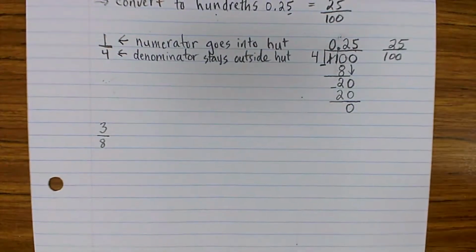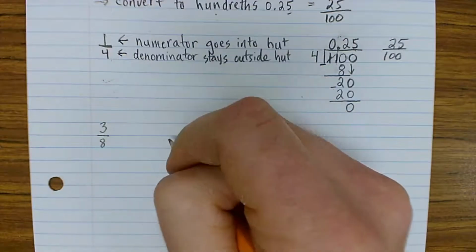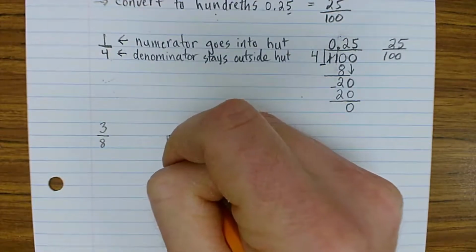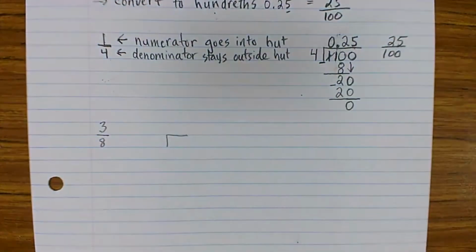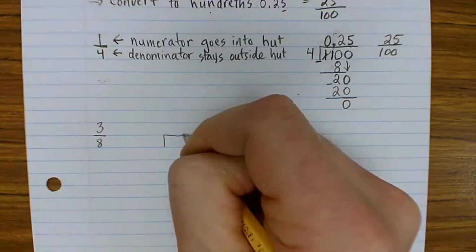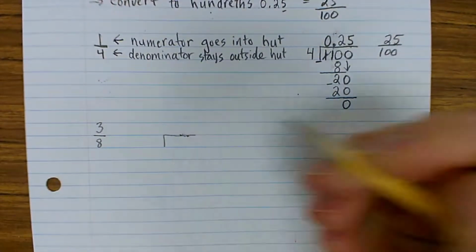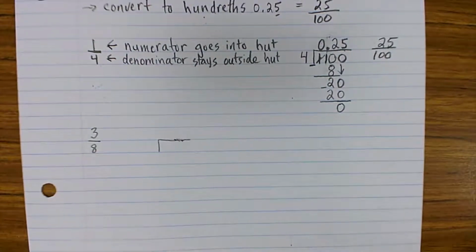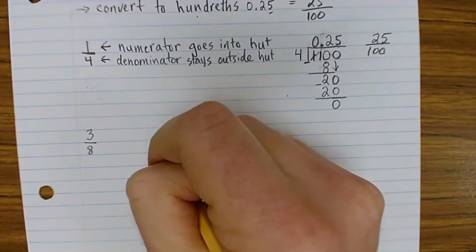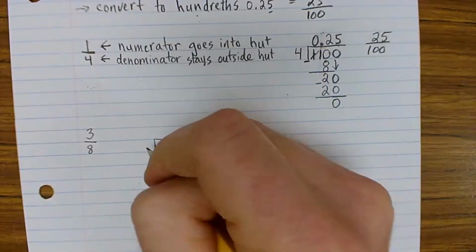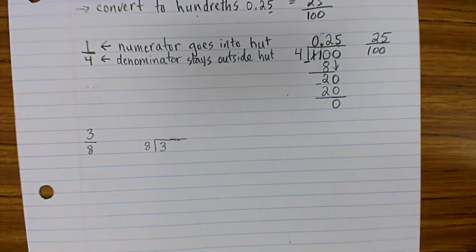3/8. So in this case, 3/8, we know the numerator will go into the hut. So I'm going to make my little hut. Oh, broke my pencil. So I maybe have 2 pencils available, and I'm pushing a little extra hard here because I want it to show up nicely on the camera. So 3 will go into the hut, and 8 will stay outside the hut.